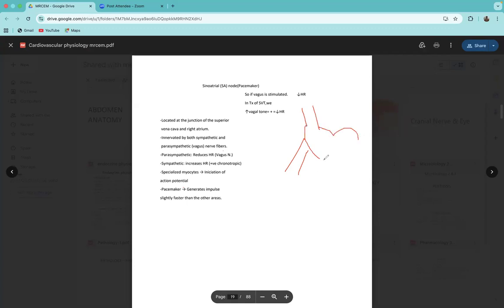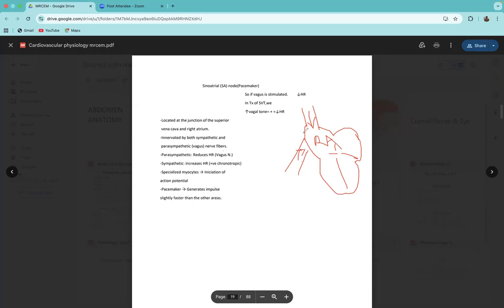If we had to learn about a schematic diagram, there are many things. So basically, this is the inferior vena cava, and this is the superior vena cava. From both ends, blood is coming up into the heart. Okay, this is the right atrium.